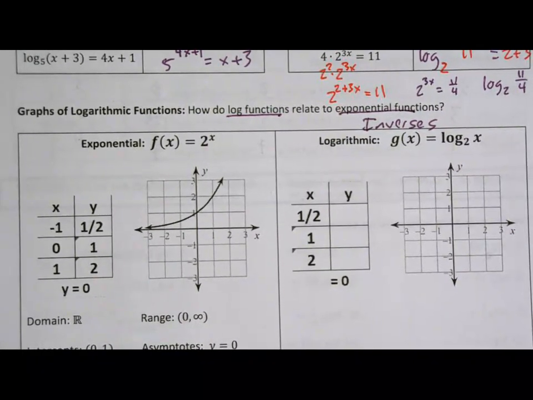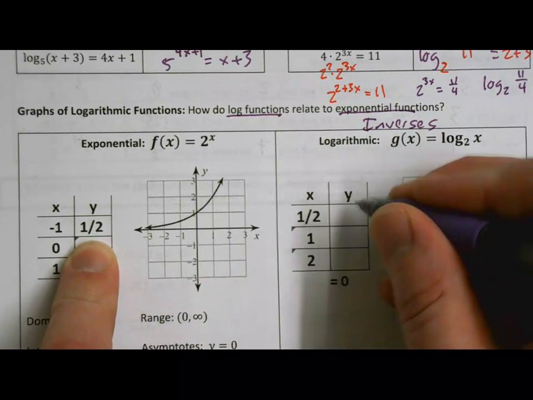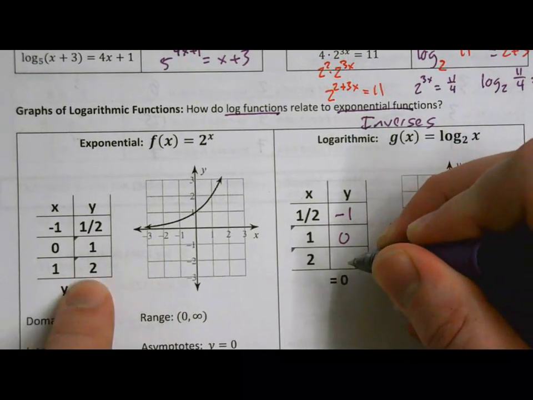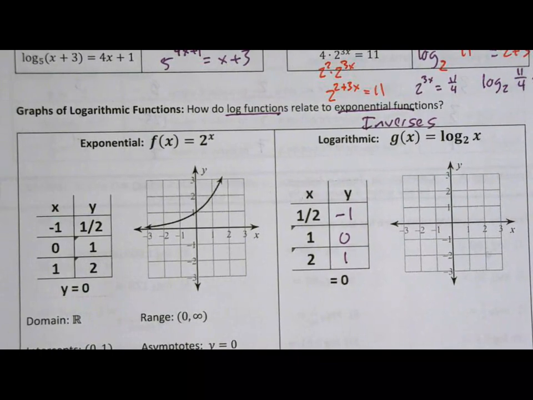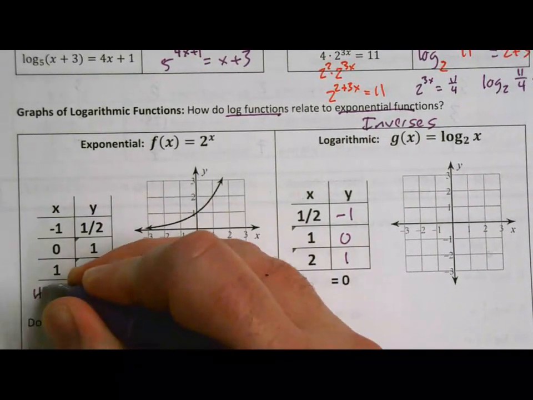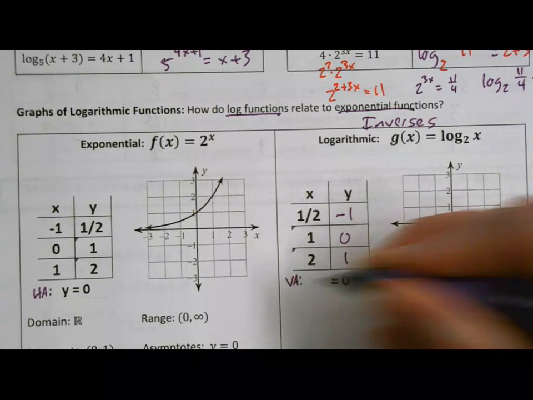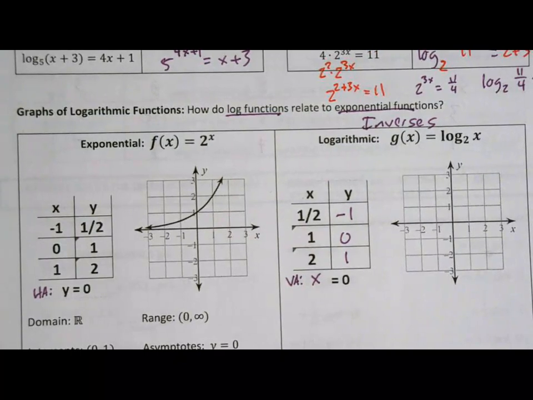What happens to x and y values when you do an inverse? They flip. So if negative 1 comma 1/2 was on our original function, then the inverse would have 1/2 comma negative 1. 0 comma 1 becomes 1 comma 0. 1 comma 2 becomes 2 comma 1. This horizontal asymptote at y equals 0 is going to become a vertical asymptote at x equals 0. All the x's become y's, all the y's become x's.